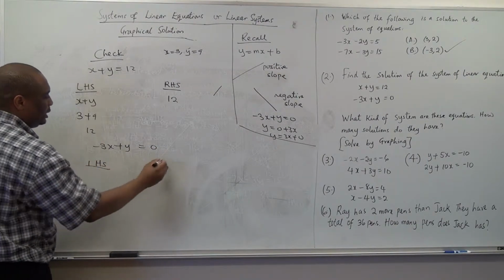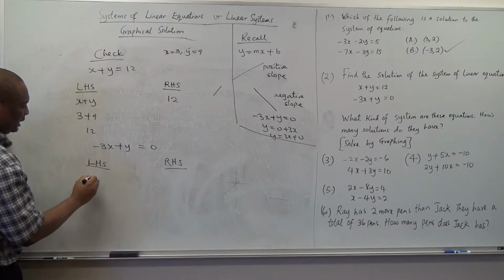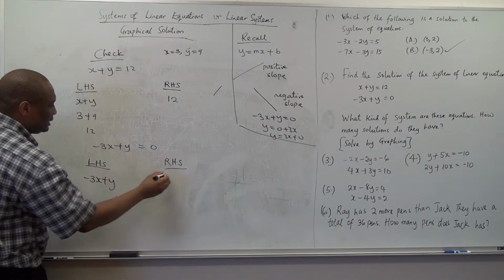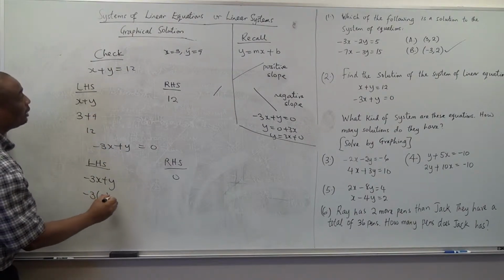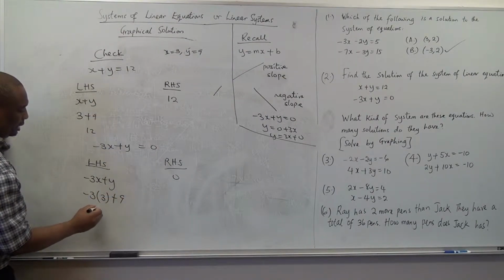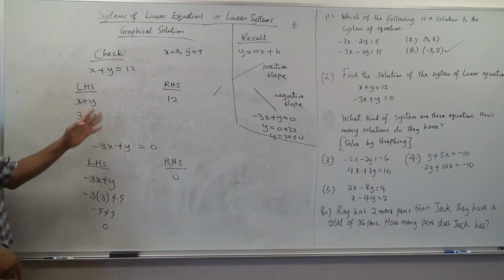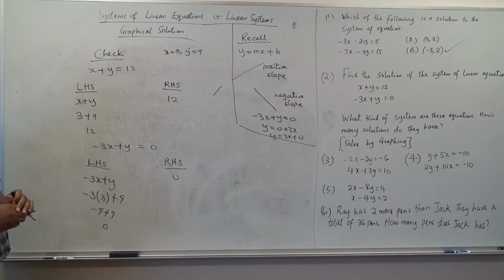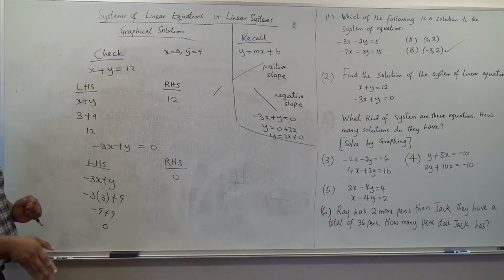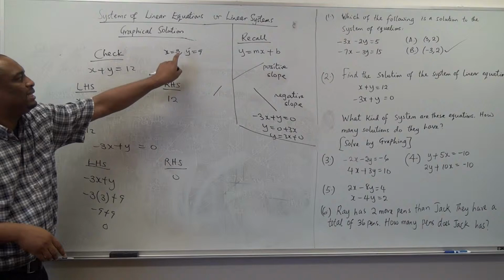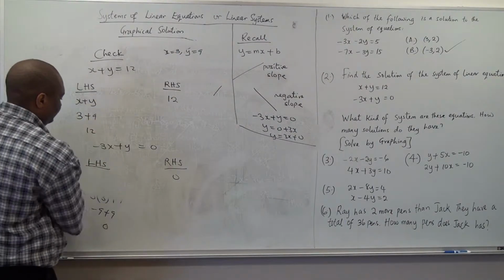Left hand side, right hand side. Left hand side is negative 3x plus y, right hand side is 0. So this is negative 3 times 3 plus 9. And that is negative 9 plus 9, and that is 0. So that's the way you do number 2. So it's a consistent system, it has a single solution, and the solution is x is equal to 3, y is equal to 9. Okay?